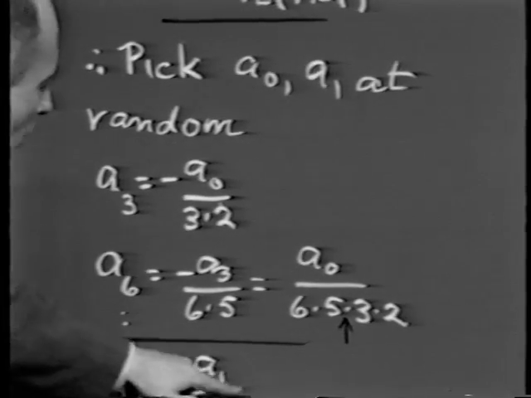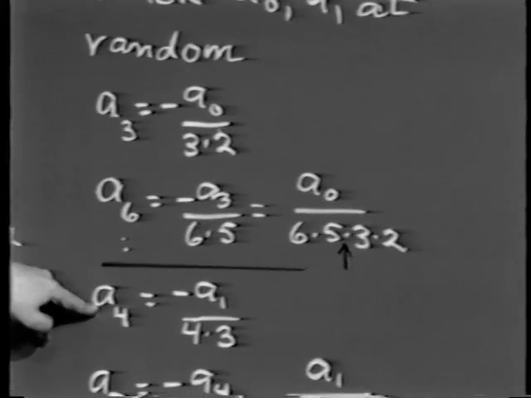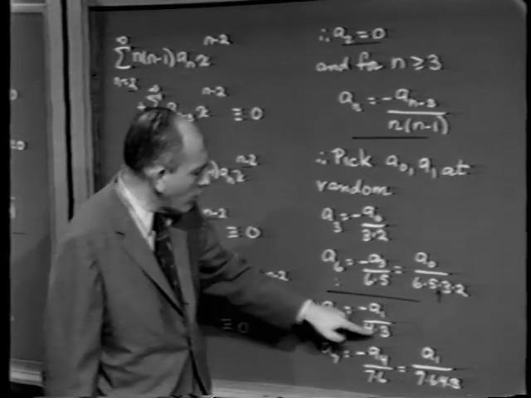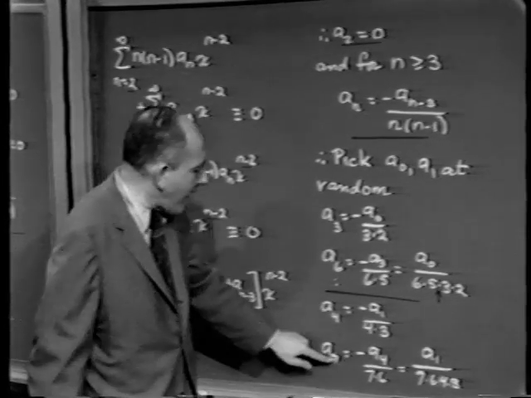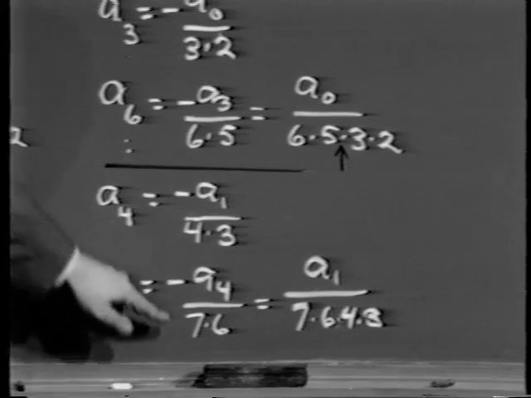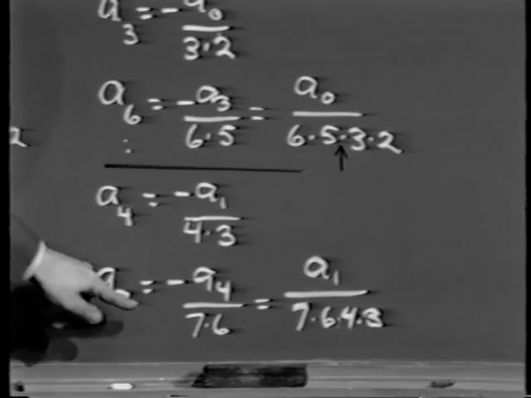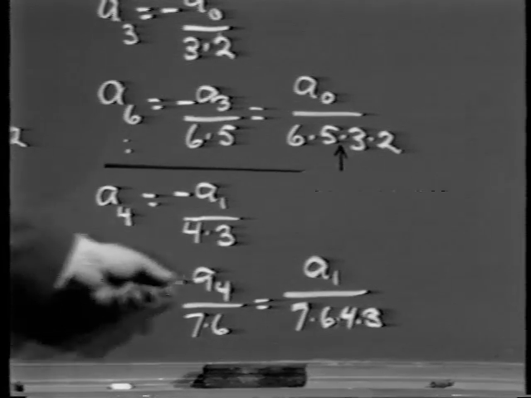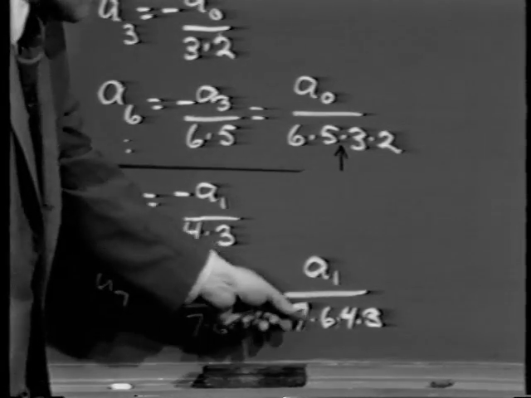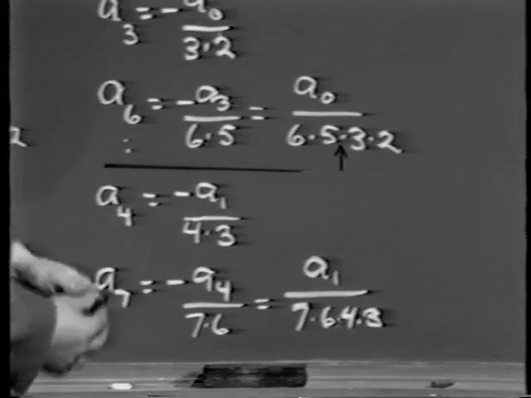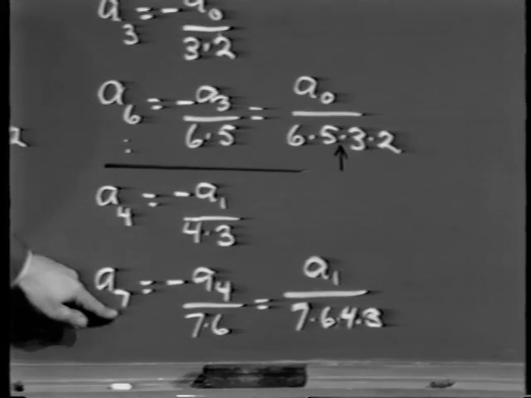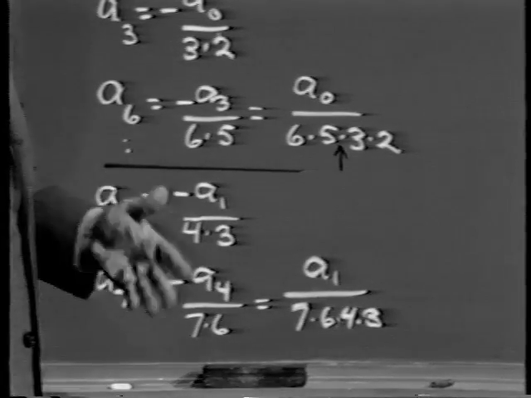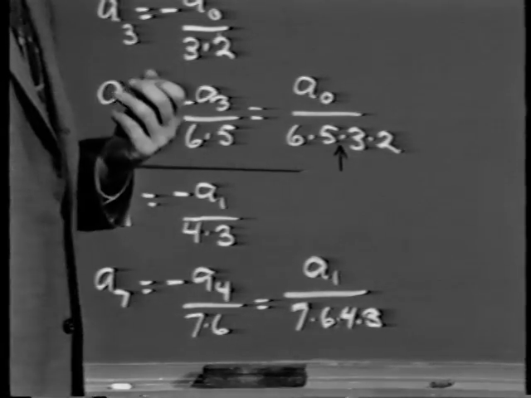And just knowing what a1 is, I can determine a4 just by using this recipe with n equal to 4. a4 is minus a1 over 4 times 3. a7 is minus a4 over 7 times 6 using that same recipe. Putting in the value of a4 from here into here, I have that a7 is a1 over 7 times 6 times 4 times 3. And this keeps on going. I can now find a10 in terms of a7. That will give me a10 in terms of a1, etc., etc., etc.